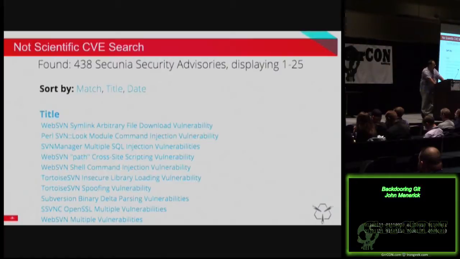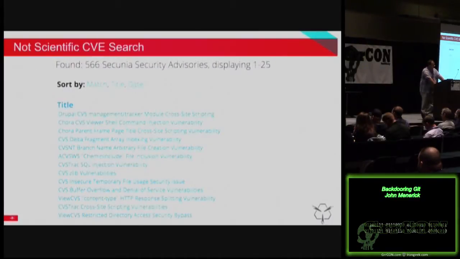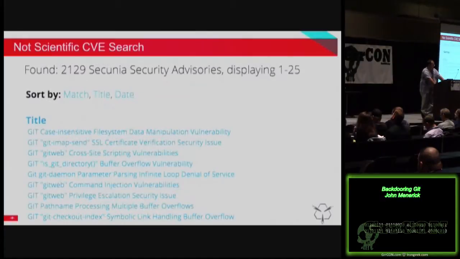SVN, a lot. Most of it's in third-party tools, which you might expect because a lot of them are quite old. Hey, CVS, a lot of stuff in third-party tools. And sure, they have a few core problems, but nothing too bad. Or say Git, 2,000. Now, the interesting part about Git is that a lot of them are actually in Git itself, not third-party software services.